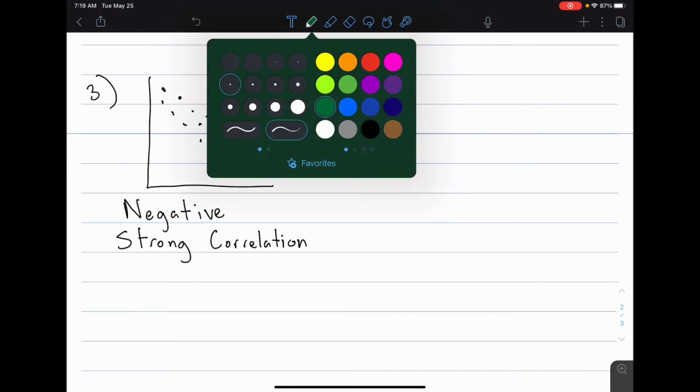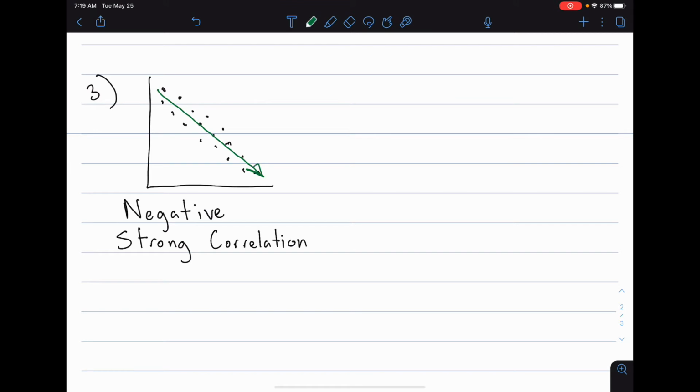This is negative because it goes down. Se está yendo para abajo. And it is strong because the points are together. Los puntos están juntos. Correlation es correlación.